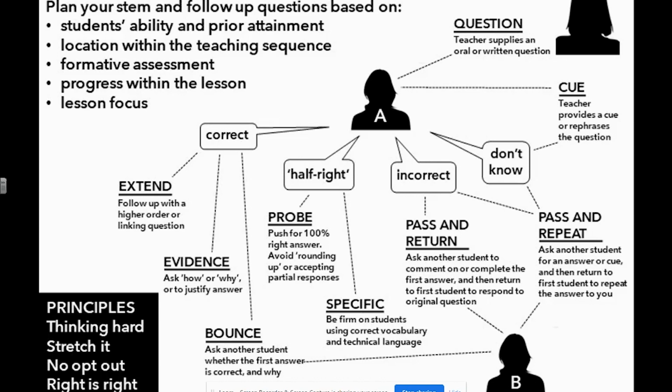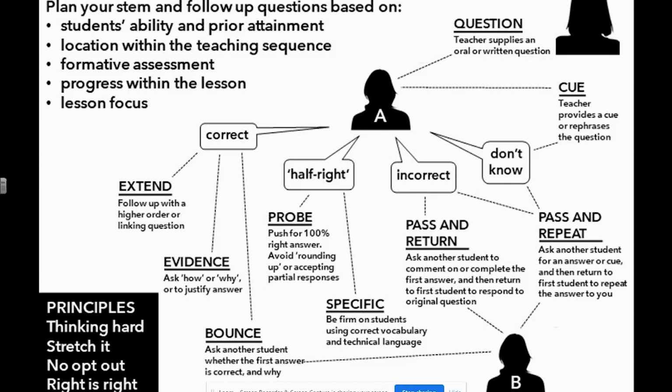If students don't know, that's okay. Pass it on to someone else. Repeat that question to them later on in the questioning session. Student gets it wrong, pass it on to another student. Come back to them. Get it half right, probe them, push them, use some tier 2, tier 3 words. Bounce it to someone else. Can they use the correct tier 2, tier 3 words? Bring it back to the other students.